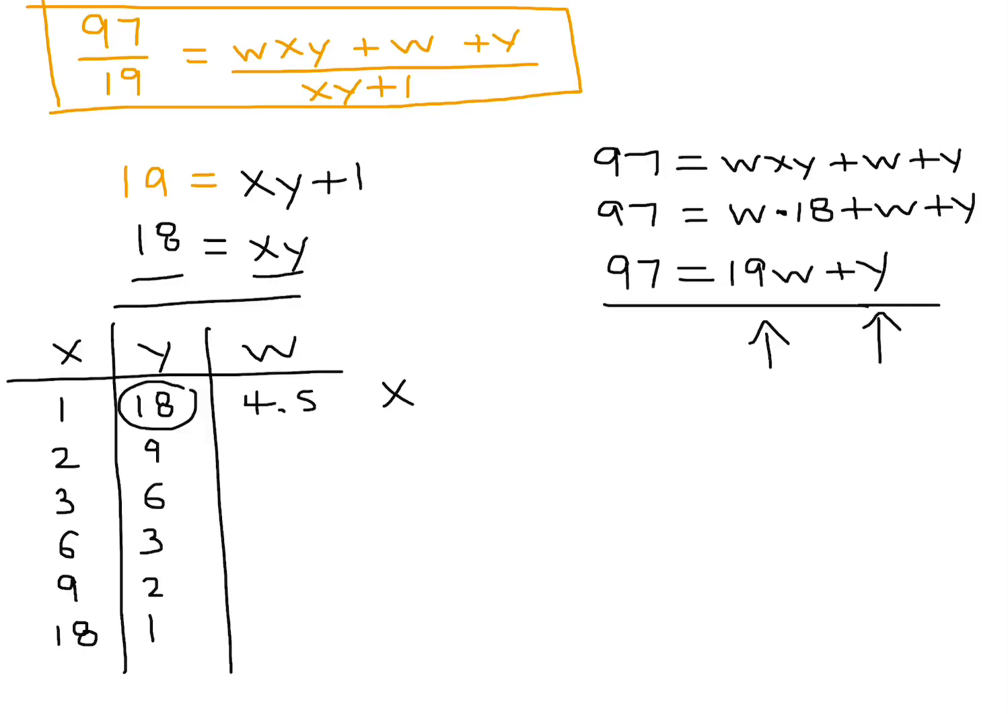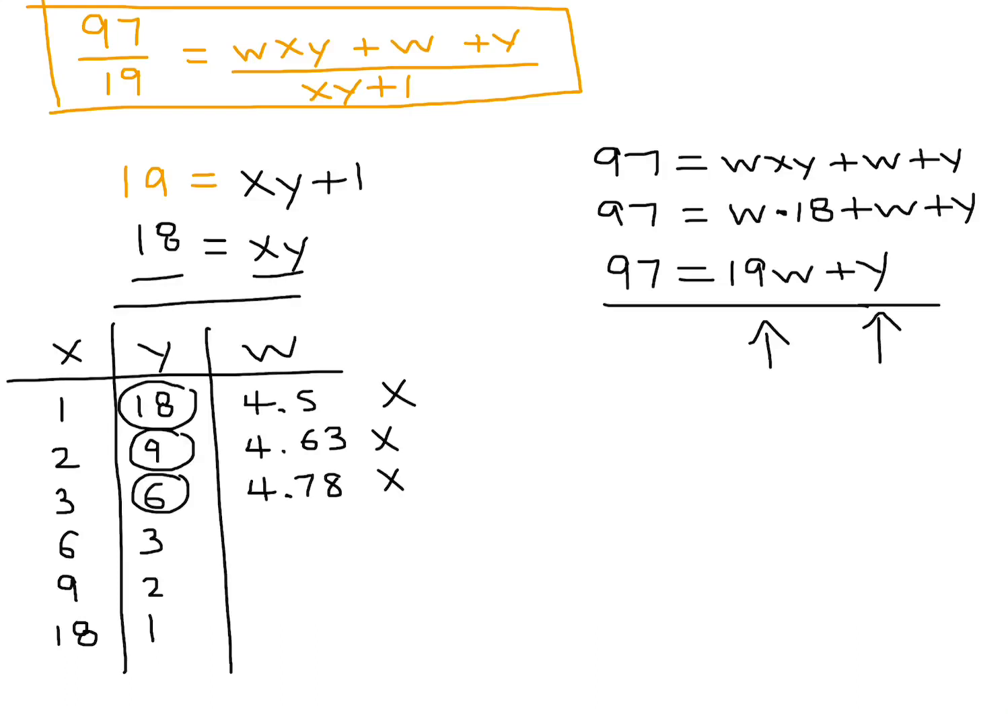And this is no good because we want integer solutions. All three, x, y, and w have to be integers. If we substitute y equals 9, we will get 4.63 for w. Y equals 6 will give us 4.78.